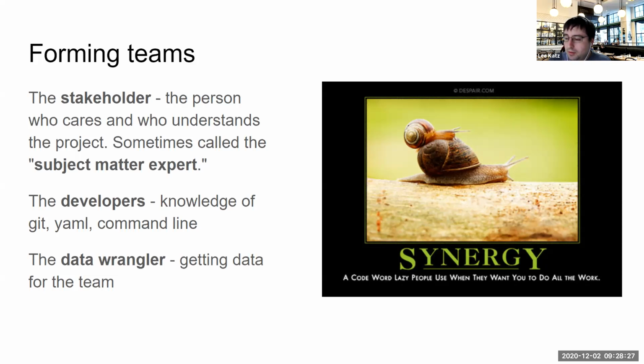And each team might need a few developers. And optionally, I thought about the data wrangler. Somebody who understands what the data should look like. The data wrangler might also be somebody who knows what the output data should look like too.